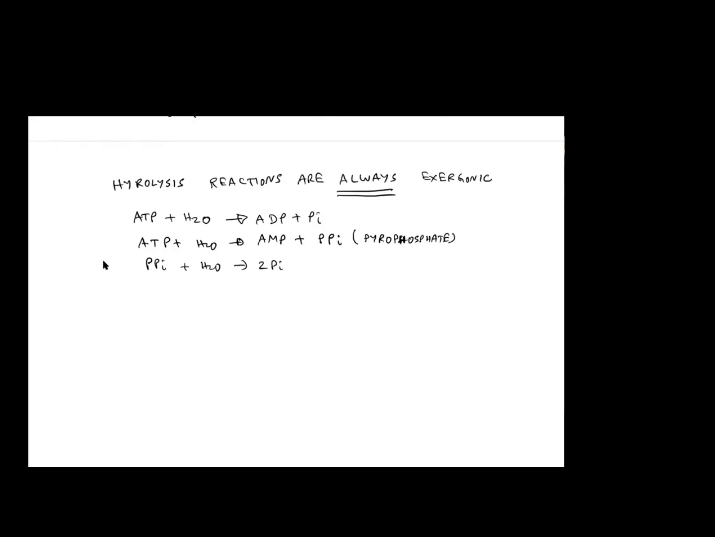So there are some numbers here. The delta G for this first case is going to be negative 31 kilojoule per mole. If you make AMP, then it's going to be negative 46 kilojoule per mole. And the PPi is going to be around negative 19 kilojoule per mole. Okay, so that's our ATP. You should be able to write the structure of ATP.